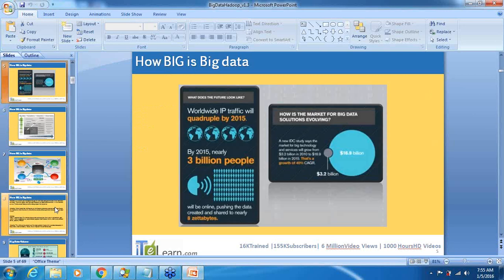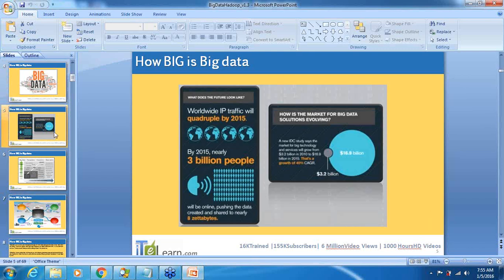So when you talk about how big is big data, take a simple example of how this data is getting added to the existing data. Take some simple statistics on the usage of the internet. There are about 3 billion people accessing the internet across the globe, and something like 8 zettabytes of data is being published or accessed between those people. Adding to it, there is a growth in the existing population being accessed.